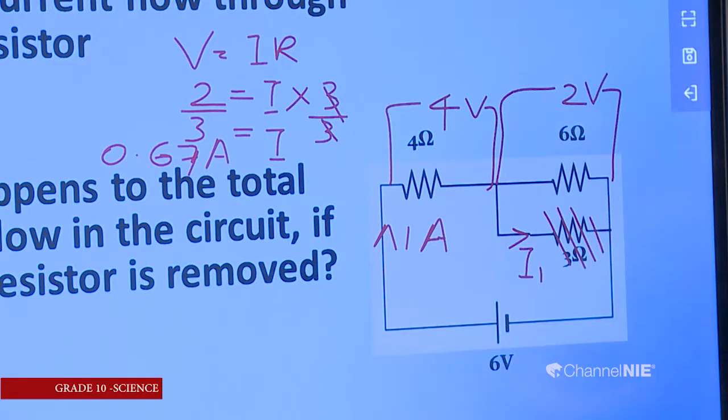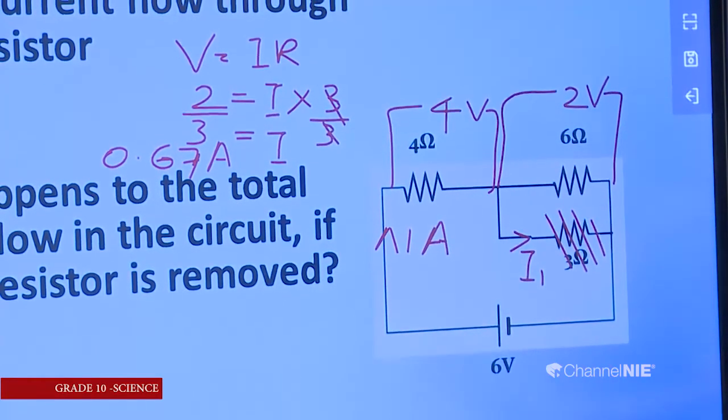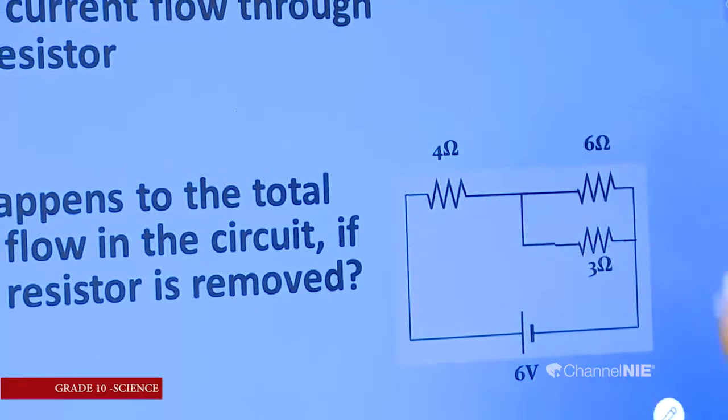That means now the equivalent has gone up, increased. Then definitely the total current flow must decrease. Then the answer to the question, what happens to the total current flow? The answer must be: total current flow decreases. Right.